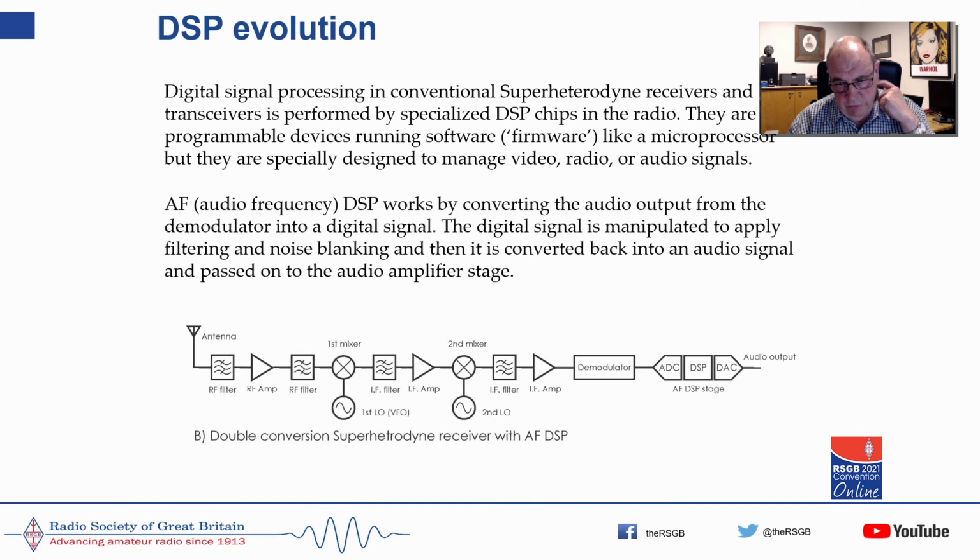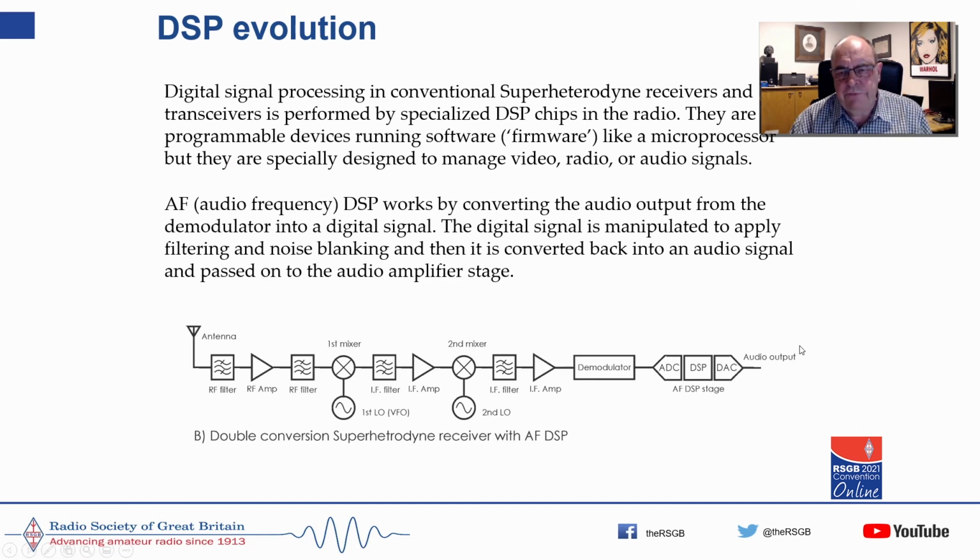This is a receiver with audio frequency DSP. It wasn't around for very long, really. And the main change is this area down here, where after the demodulator, there's an analog to digital converter. There's some digital signal processing, which typically added sharp filtering and noise blanking and noise filters. And then there's a digital to analog converter to convert it back into audio, and you get an audio output.